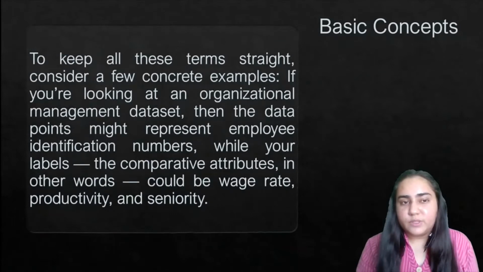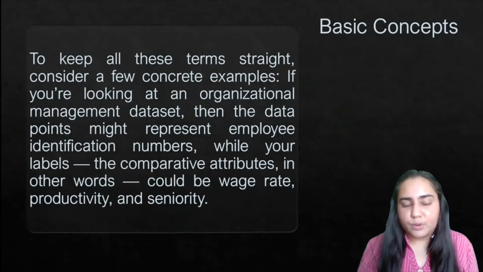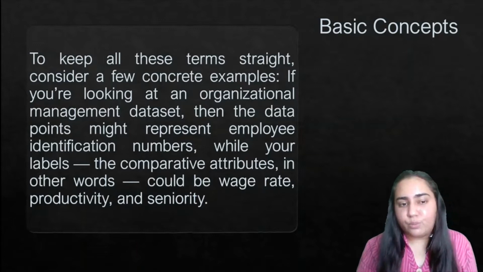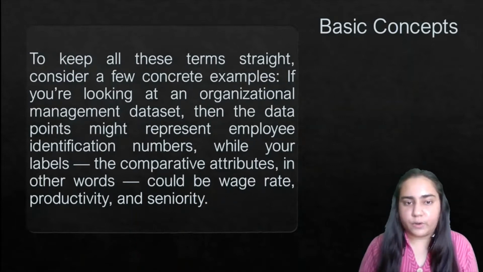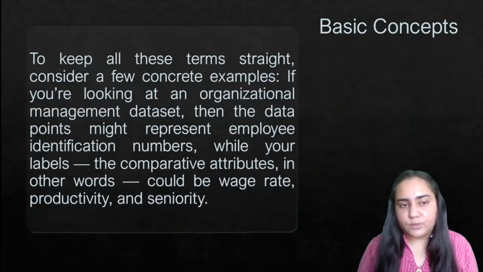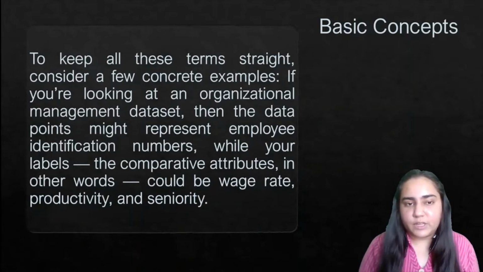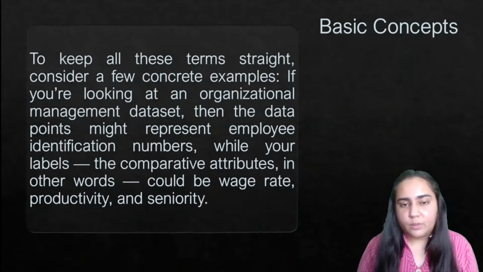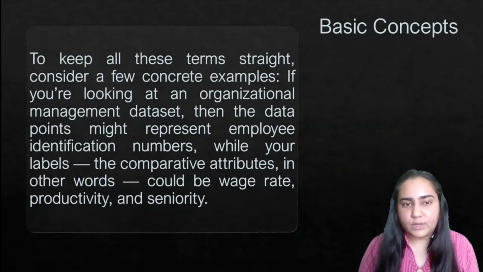To keep all these terms straight, consider a few concrete examples. If you're looking at an organizational management dataset, then the data points might represent employee identification numbers, while your labels, that means the comparative attributes, could be wage rate, productivity, and seniority. So these could be all your labels: wage rate, productivity, seniority. They are all comparative attributes, whereas the employee identification number would also be present in your dataset.